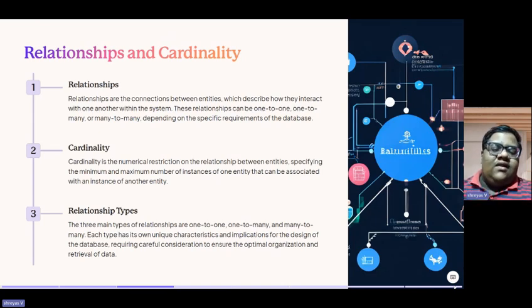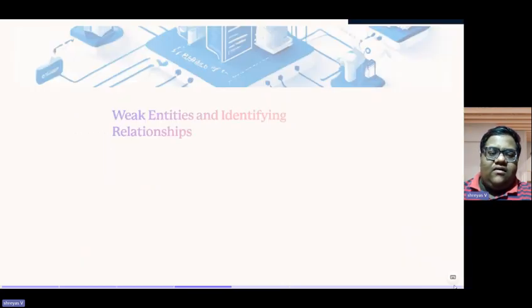Relationship types. The three main relationship types are one to one, one to many, and many to many. Each type has its unique characteristics and implications for the design of the database, requiring careful consideration to ensure the optimal organization and retrieval of data.